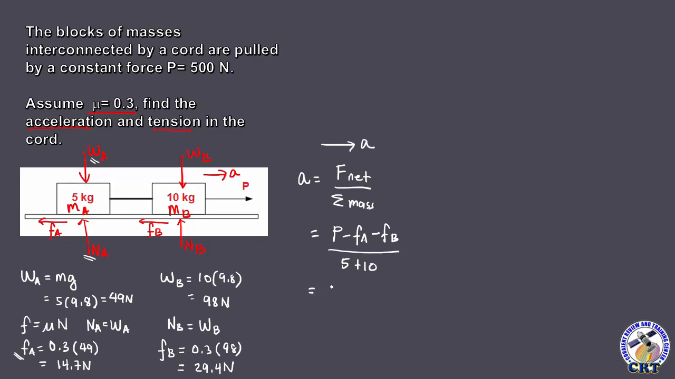Next is substitution. P is 500, FA is 14.7, and FB is 29.4, all over 15. So therefore, let us now calculate acceleration. This is equivalent to 500 minus 14.7 minus 29.4 all over 15. This is 30.39 meters per second squared.